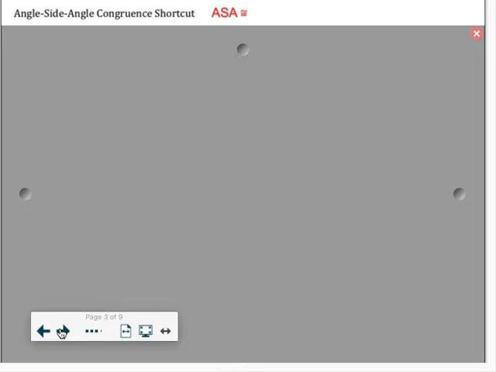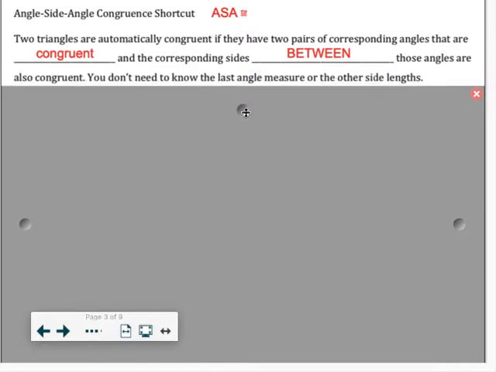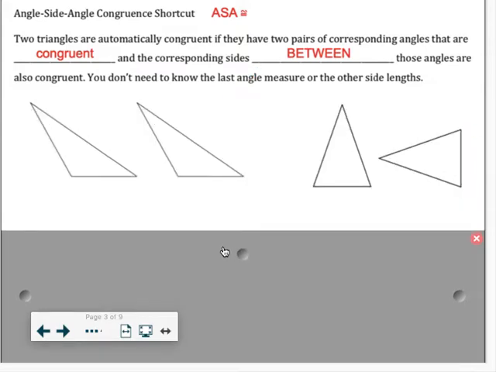Next, angle, side, angle. We're going to abbreviate that ASA congruence. This definition is that two triangles are automatically congruent if two pairs of corresponding angles are congruent and the corresponding sides between them are also congruent. Meaning you don't have to have the last angle or the other sides.